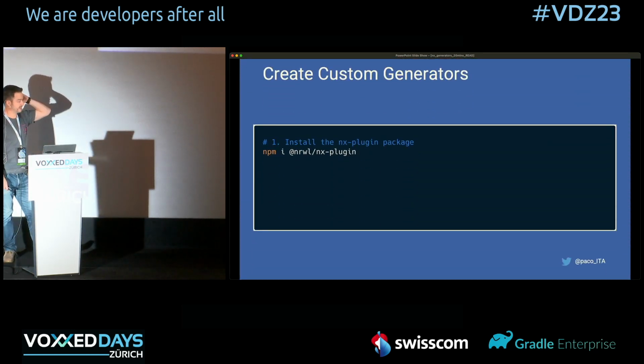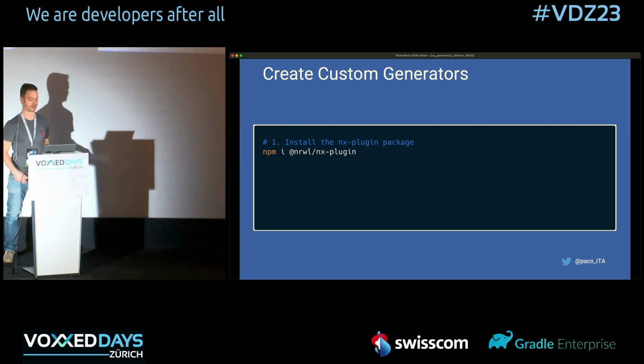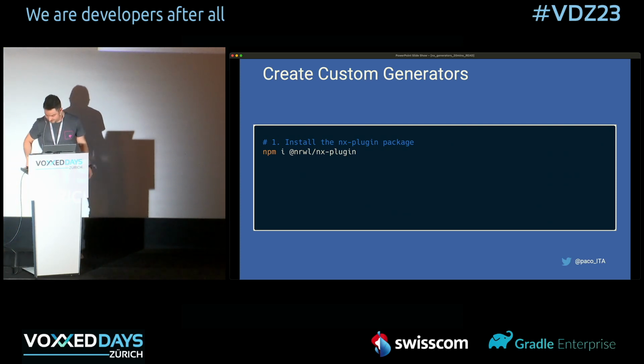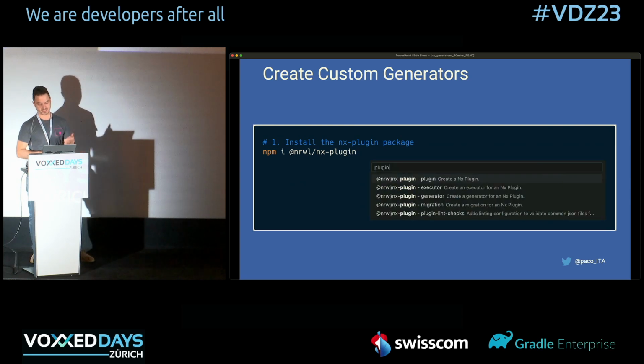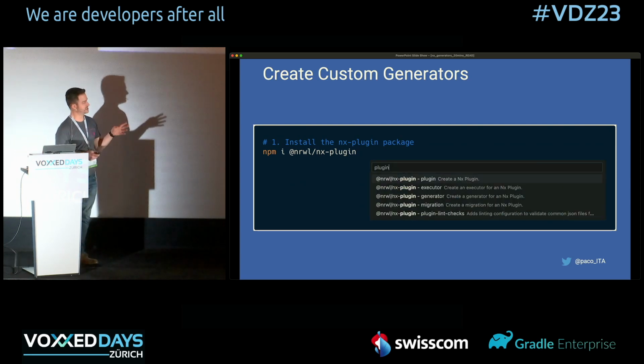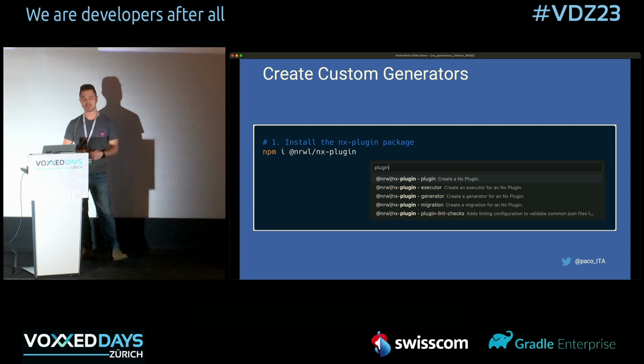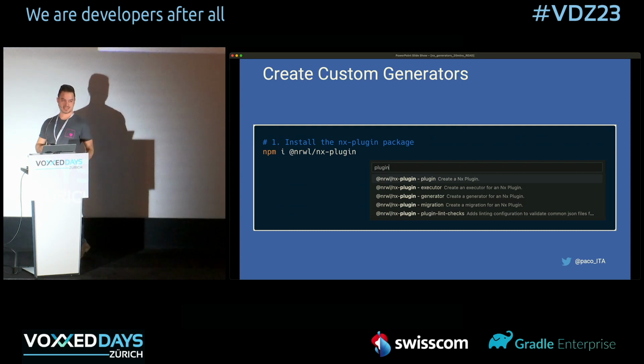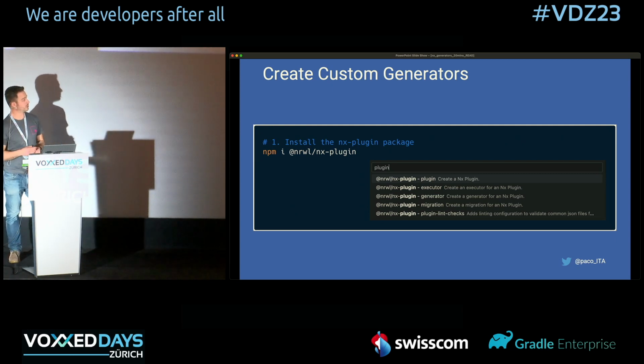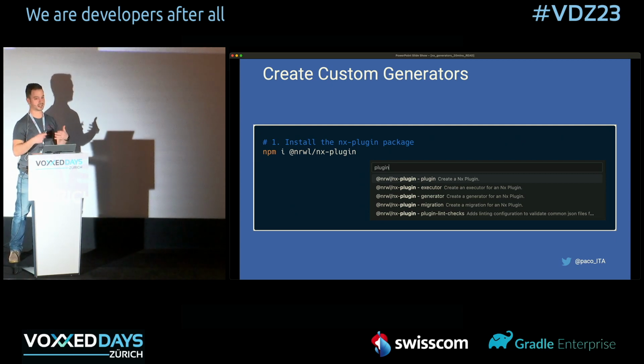Let's see now in more detail how we can create a custom generator. First of all, we have to install the NX plugin package. This will allow us to start working in our workspace with the plugins. Here, for example, we can see a screenshot from the NX Console plugin for Visual Studio Code. If we enter plugin in the input command, we see a set of instructions we can use, and all these, of course, concern NX plugins.